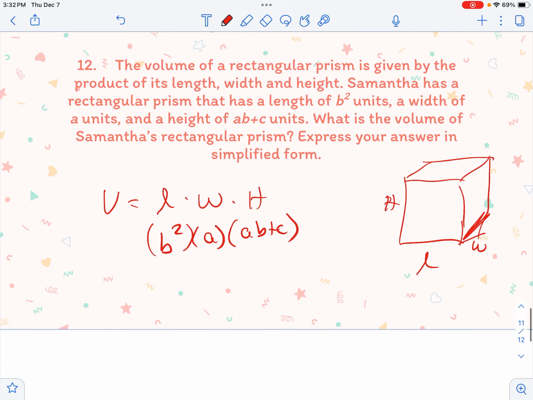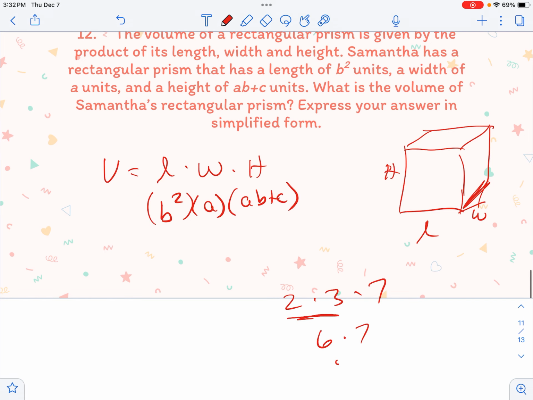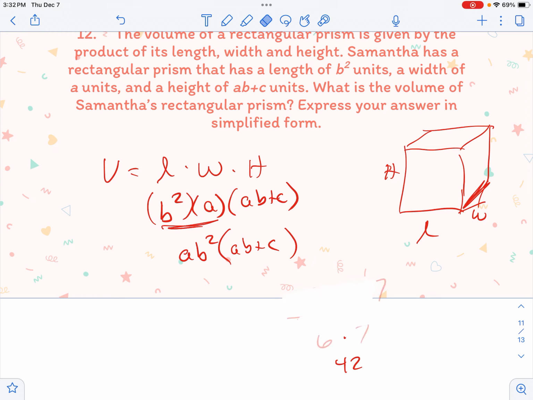Okay, I can't multiply all three of these at once, just like 2 times 3 times, we'll say 7. You'd multiply 2 and 3 first, that's 6, times 7, that would be 42. We're going to do the same thing here. I'm going to multiply these two first. B squared times a, that's just ab squared, times ab plus c. Well, the second multiplying, I'm going to have to use the distributive property. Okay, so I'm going to distribute that.